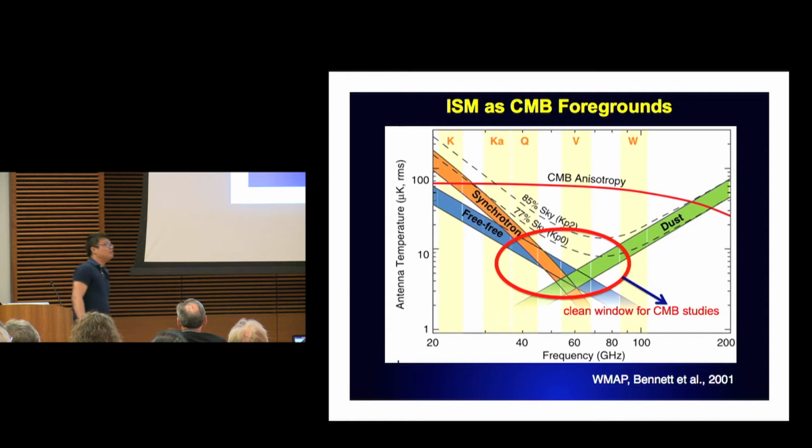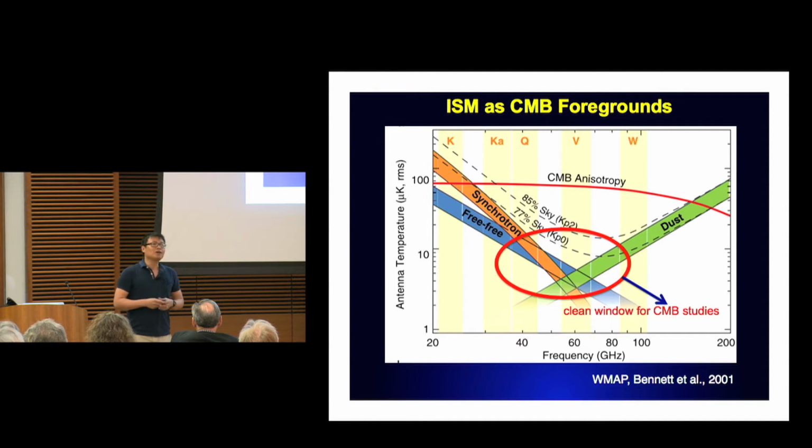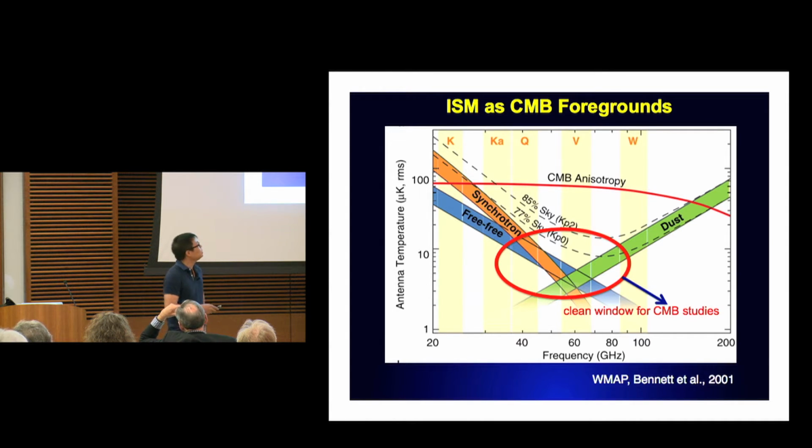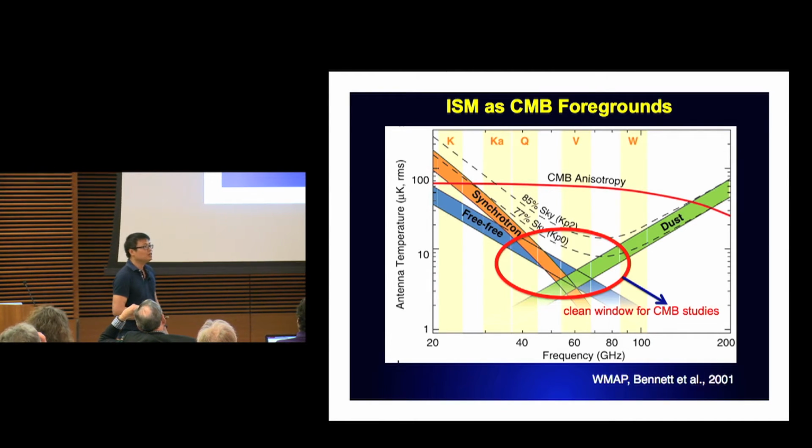So our ISM acts as the CMB foreground for cosmic microwave background studies. Traditionally, our ISM produces three components of foregrounds, including thermal dust emission, synchrotron emission, and free-free emission. If you look at this plot, you see that there is a range of frequency in which foreground emission is very minimal. This is a range that cosmologists really like to design their experiments in, because they think that the CMB foreground is very small.